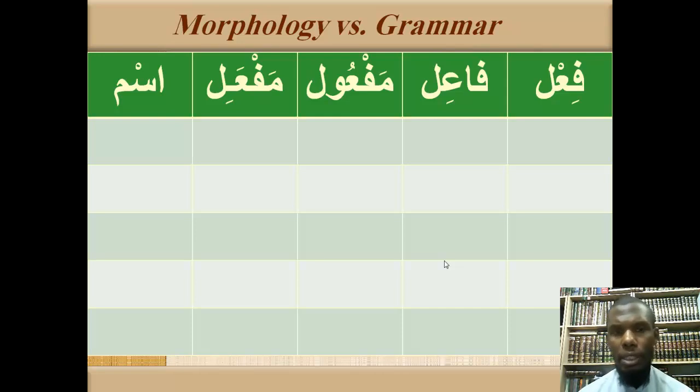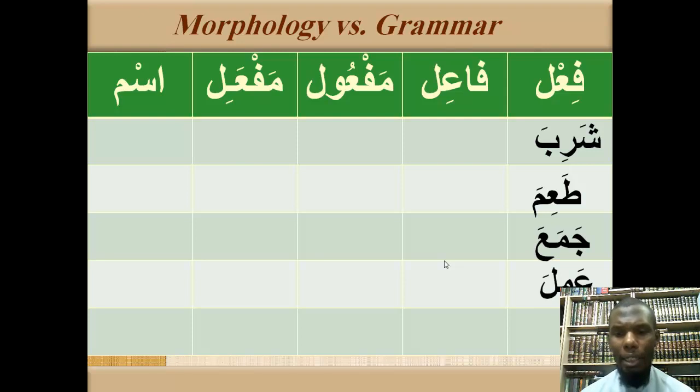Alright, so let's see who's going to join us today from the verbs. We have Shariba, which means he drank. Sami'a, which means he tasted or ate. Jama'a, he collected. Amila, he did or he worked. And Sami'a, he heard. So those are the verbs that we want to use here today.